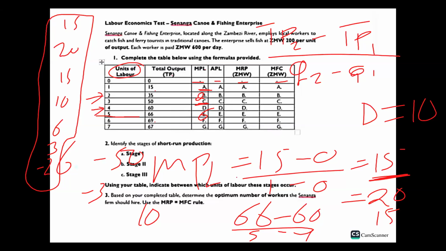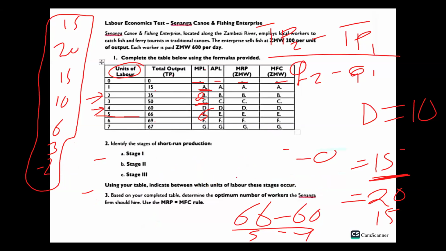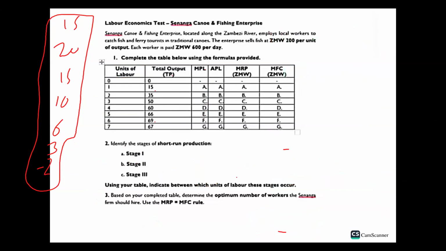Is that clear? Any question on how you find marginal products? No question, right? This is your A, your B, your C, your D, your E, your F, and your G. Okay?